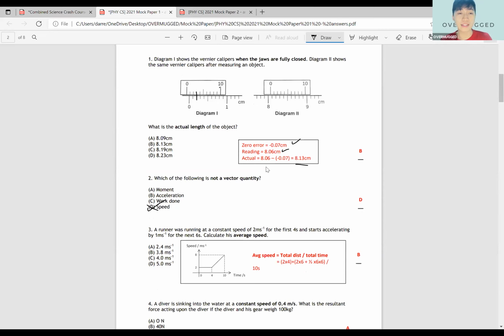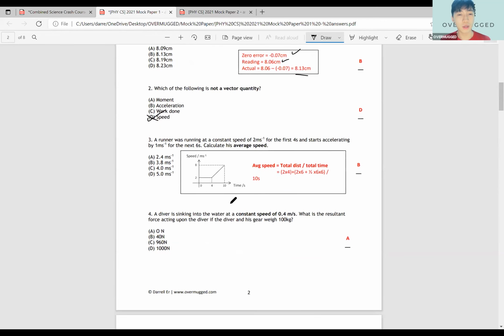How do you know if there's a zero error? If the zero on the big ruler doesn't align with the zero on the small ruler, it means there is a zero error. So it's either a positive or negative zero error. Yes, it's about the alignment of it. It means your device is faulty, so you need to try to correct that via calculation.